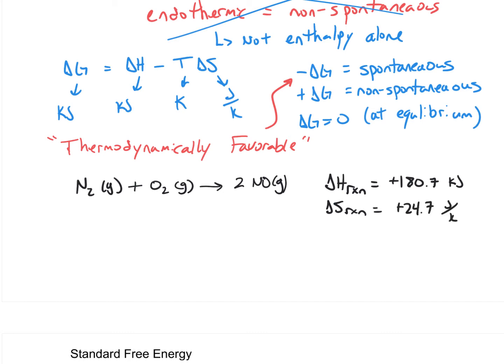Now the entropy of this situation is also a positive value. It's positive 24.7 joules per Kelvin, which means that this reaction, although it looks like it's about the same in entropy because we have equal moles of gas on the left and the right, is slightly positive, which means it's slightly entropic, or favors disorder. Now the temperature that this happens at is 298 Kelvin. Now we want to quickly calculate the delta G.